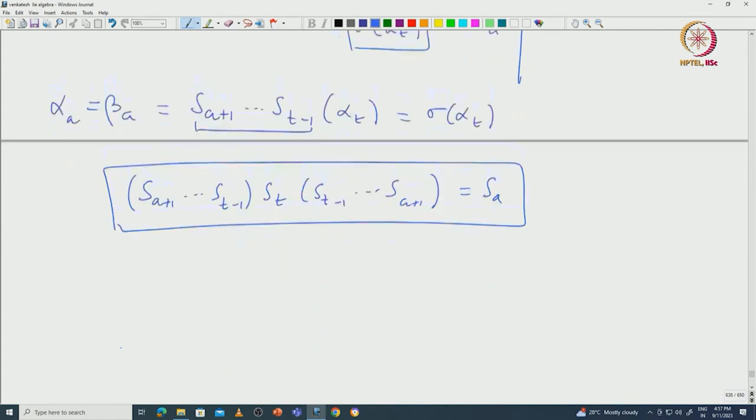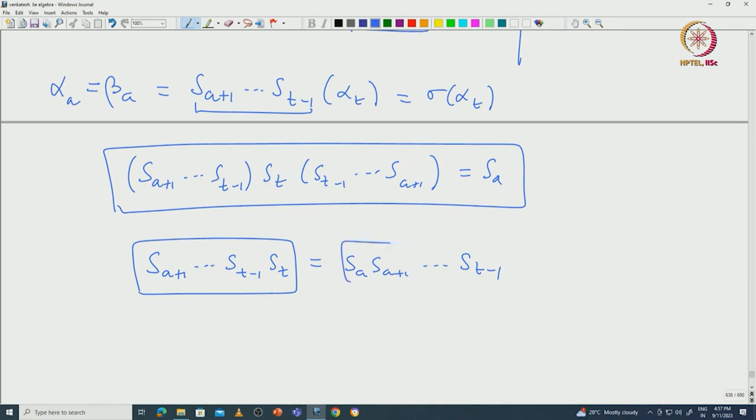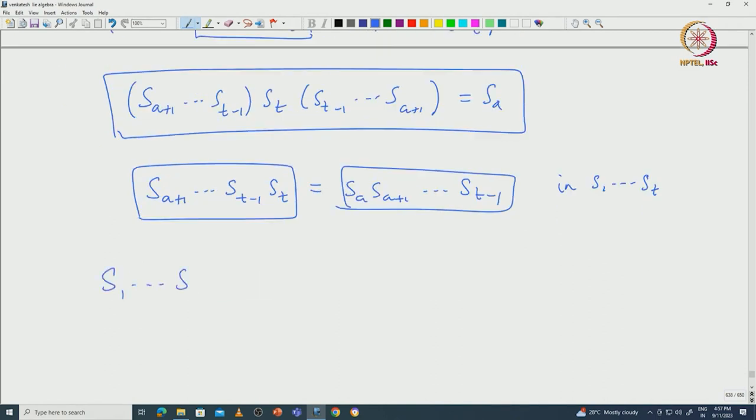inside your S 1 etcetera S t, for example, this can be rewritten as S a plus 1 etcetera S t minus 1, S t is exactly equal to S a, S a plus 1, etcetera S t minus 1. So, you can replace this by this in S 1, etcetera S t. Then we get S 1, etcetera S t equal to S 1, etcetera S a, S a plus 1, etcetera S t minus 1, S t. So, this is what we want to replace.